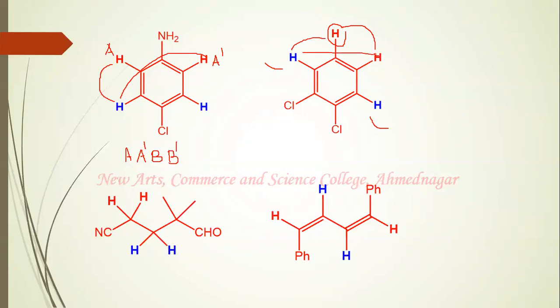So these two protons have the same chemical shift, but they do not have the same magnetic surrounding, or they are not magnetically equivalent. So this is another example of AA dash BB dash spin system. So you should be able to identify the spin systems. Okay, now look at this example.